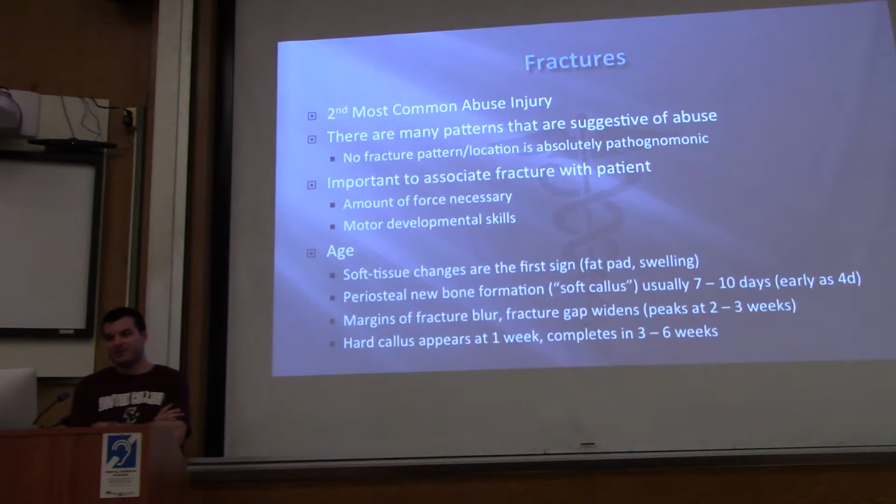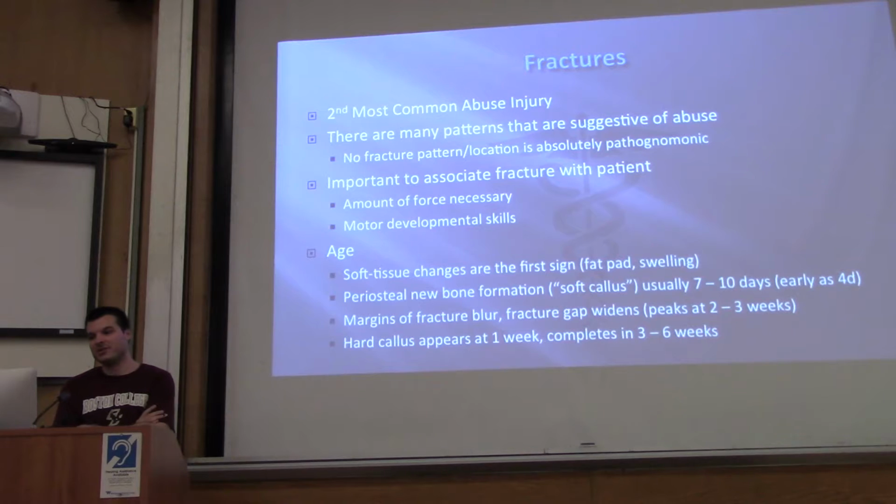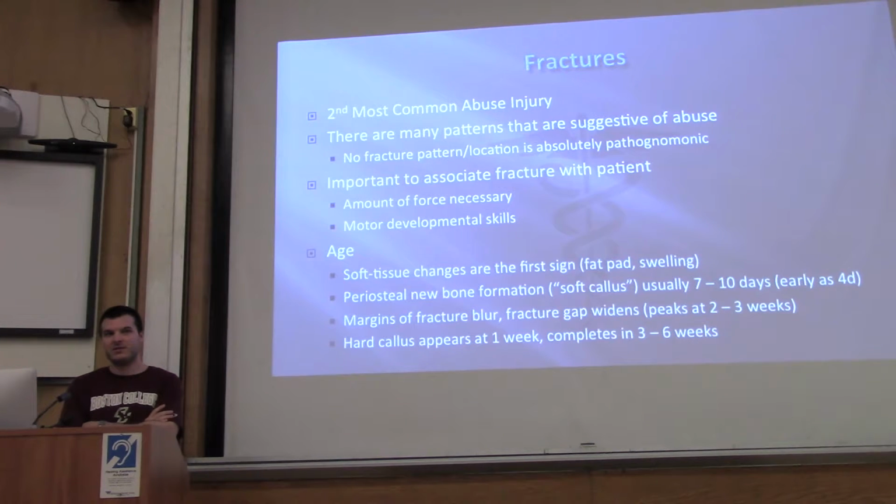Development of fractures: initially soft tissue changes, swelling, fat pad on the supracondylars. The soft callus, new bone formation, usually is 7 to 10 days, sometimes a little earlier. About 2 or 3 weeks, you have the fracture blurring as the new bone goes in. You don't have these sharp fracture lines anymore. And then you have your hard callus, which eventually will dissolve.